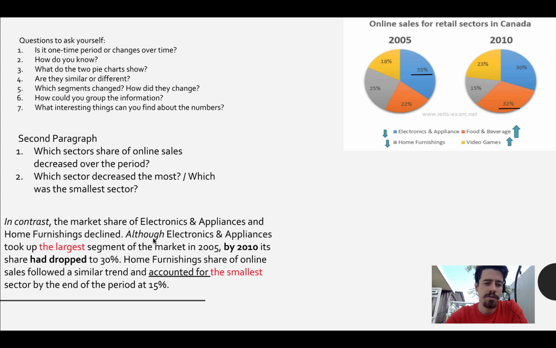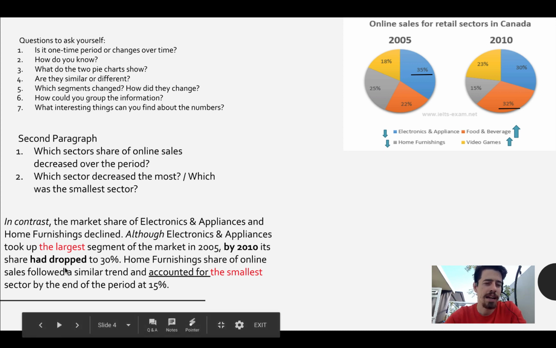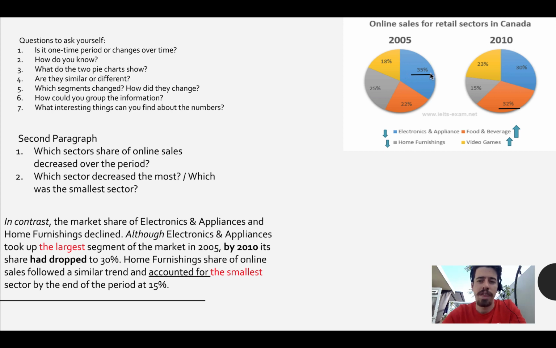Next sentence, "although." So we're going to have two ideas in this sentence, which are different. Electronics and appliances took up the largest segment of the market in 2005. So it had 35%, so that is a good thing. By 2010, its share had dropped to 30%. So it was the biggest one here. So you think it is all very good, but it dropped, so it's not so good if you're in that business. Anyway, "although" connects the two ideas together.